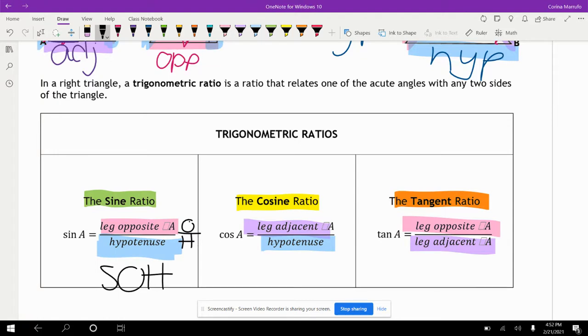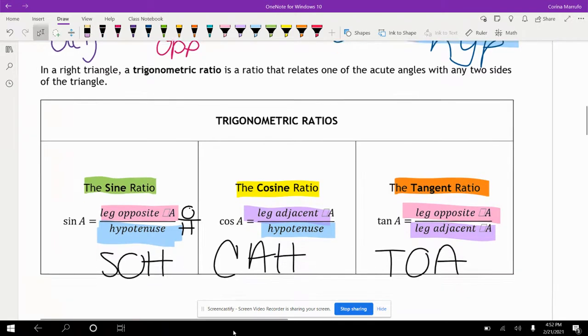Okay, S stands for sine, O stands for opposite, H stands for hypotenuse, and then our cosine ratio is the adjacent over the hypotenuse. And then the tangent ratio is opposite over adjacent. So we refer to this as SOH CAH TOA.